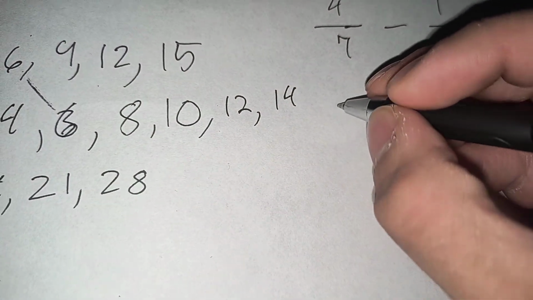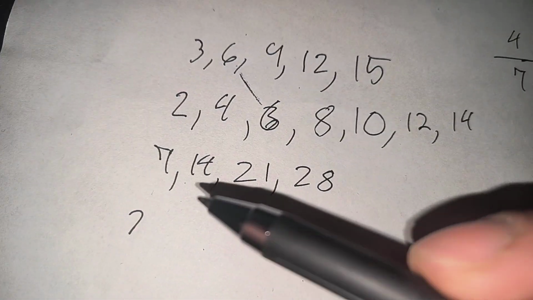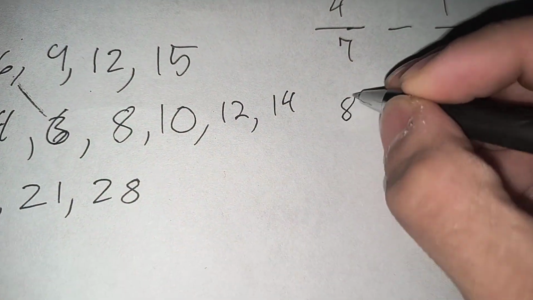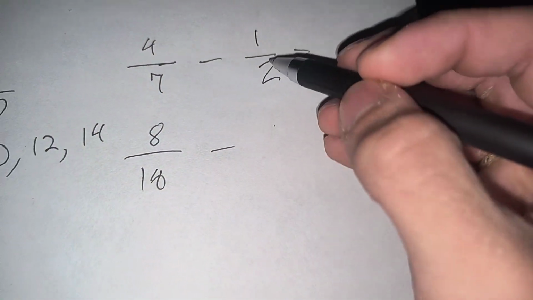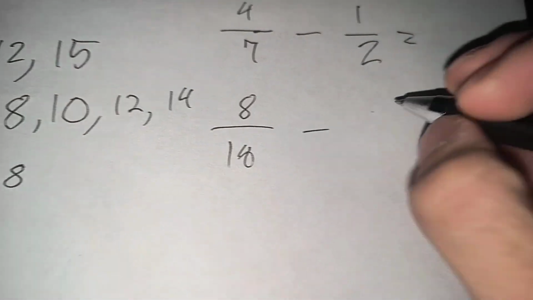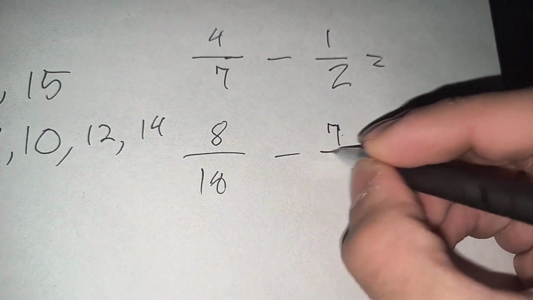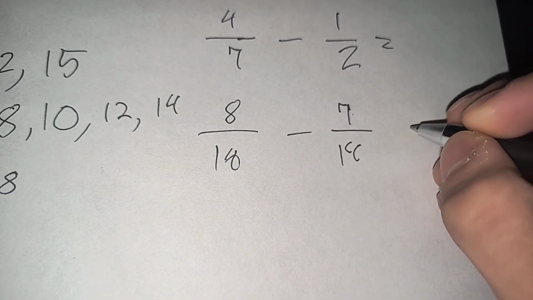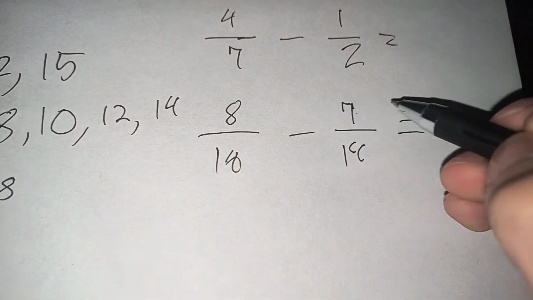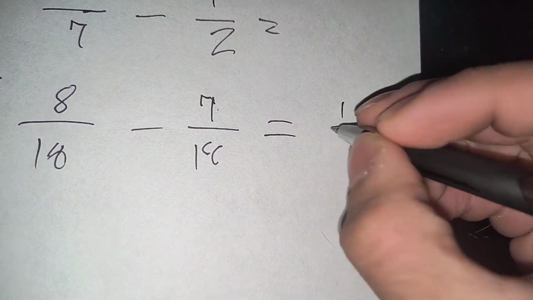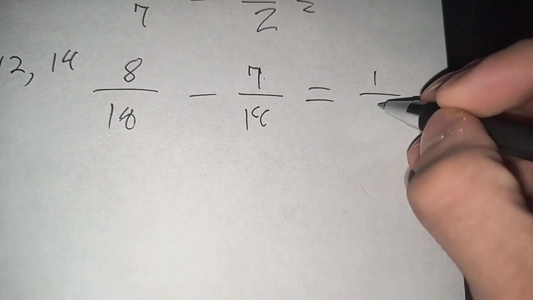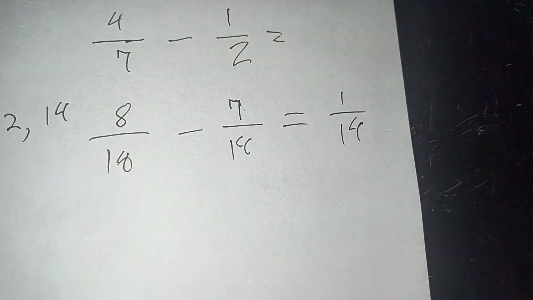So this would be now 7 times 2 is 14. So 4 times 2 is 8, and this would be 14. And then minus 1 times 7, because 2 times 7 is 14, which is 7, and then 14 at the bottom. And then this equals 8 minus 7. Now we can just do regular subtraction. 8 minus 7 is 1, and this becomes just 1/14. And that would be it.